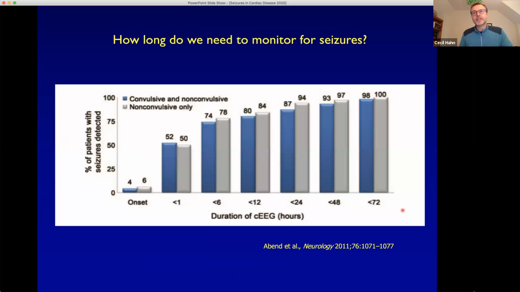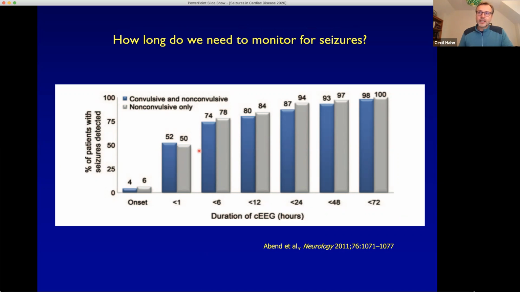So how long do you actually need to monitor for seizures? This is an important question because it affects how we allocate resources. EEG monitoring is very time consuming and expensive. Do we need to monitor indefinitely? How do you know? And what's the advantage of monitoring over just a half an hour or an hour EEG?